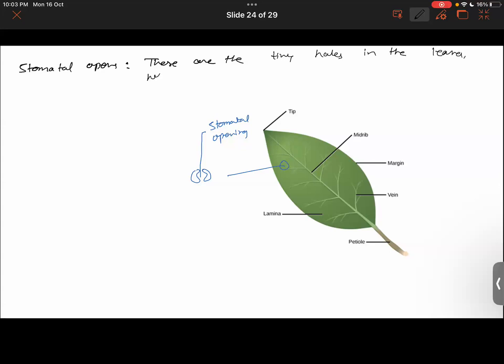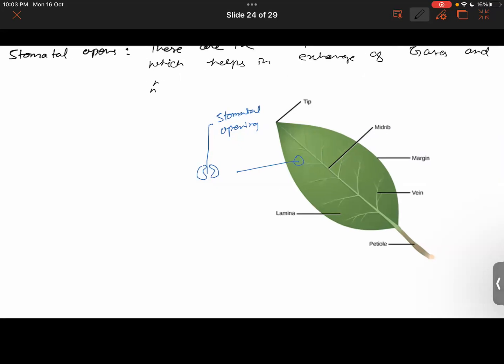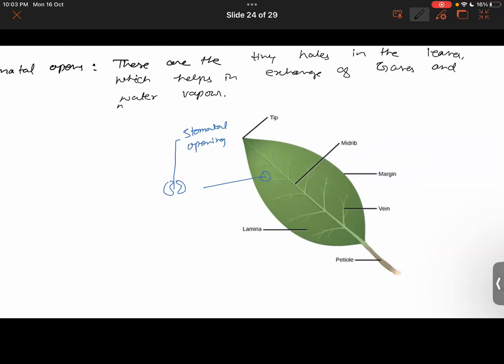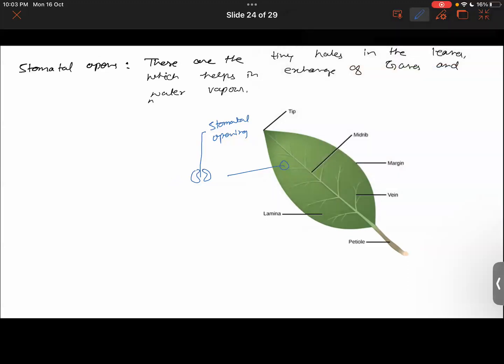leaves which help in exchange of gases and water vapor. What did I just say? That this leaf will be having some tiny openings in it. And as we know, leaves take up carbon dioxide and give out oxygen. And this same leaf loses water also. That is water we lost over a leaf.